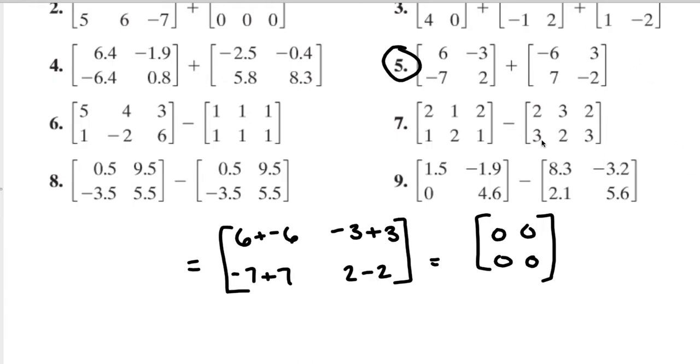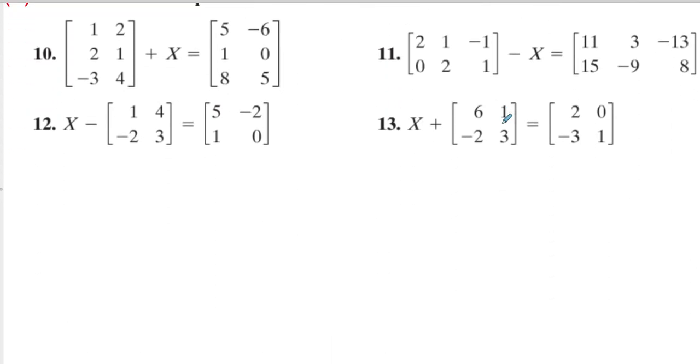Now remember, for subtraction, for like number 7, you could change this to addition and then change the sign of every other element that you have. So all of those are positive, so they now all become negative. So 2 plus negative 2, 1 plus negative 3, 2 plus negative 2, 1 plus negative 3, and so on.